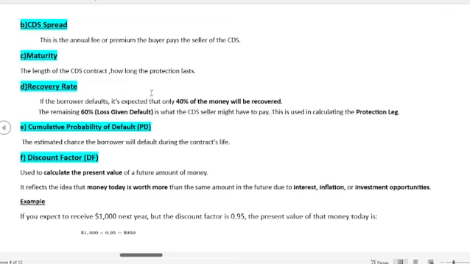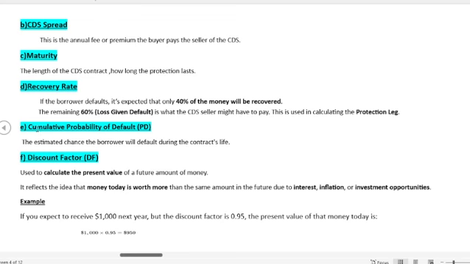Simply, the definition of the recovery rate is: if the borrower defaults, it is expected that only 40% of the money will be recovered. That is the definition of the recovery rate, the money you have recovered from the borrower, that you can get back from whom you gave it to.